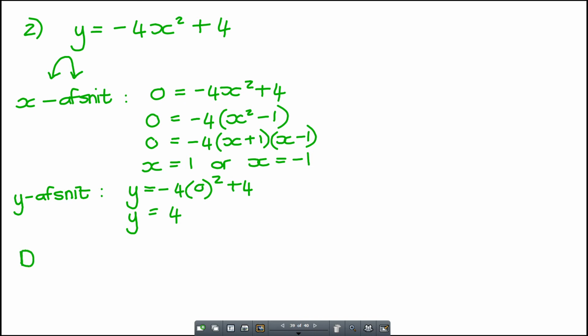Okay, then your turning point, your draaipunt, is altyd x is 0 en y is hy waarde van q, which in this case was 4. Okay, so let's go draw our graph.